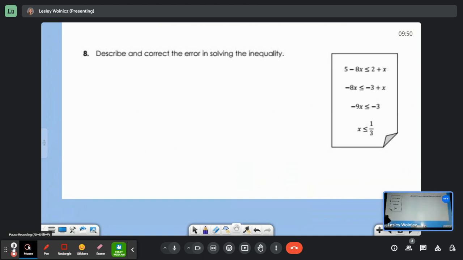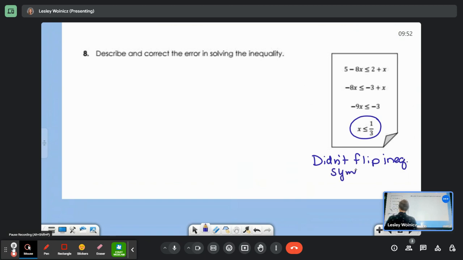All right. What happened here? I'm going to give you guys a second to look at it. There's a mistake. So let's fix it. That is correct. So right here, after we divided by the -9 of both sides, we should have flipped the inequality symbol. So we didn't flip the inequality symbol. All right, let's fix it.